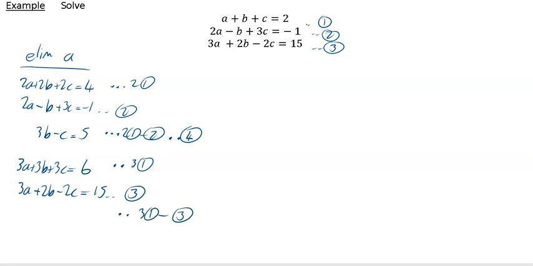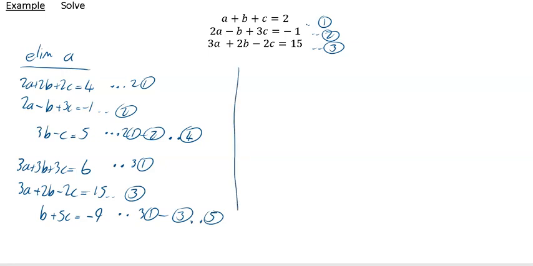3A minus 3A is 0. 3B minus 2B is going to be B. And 3C minus minus 2C is 3C plus 2C. So that's B plus 5C. And 6 minus 15 is going to be minus 9. And again, I will call that equation 5.